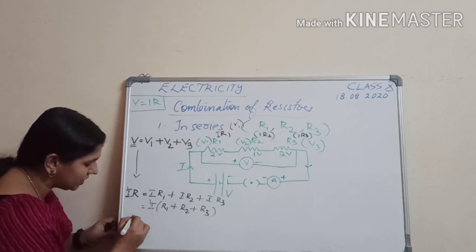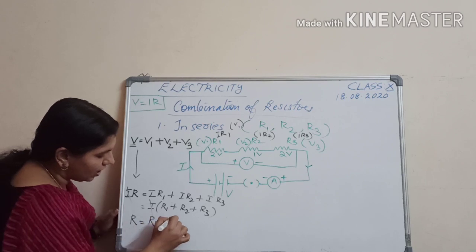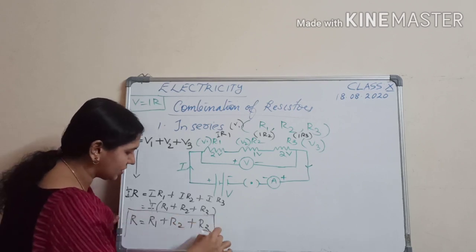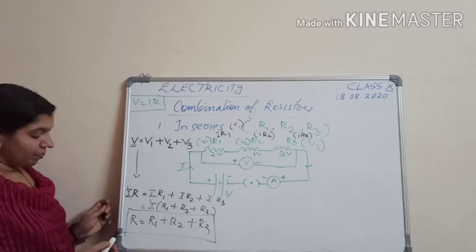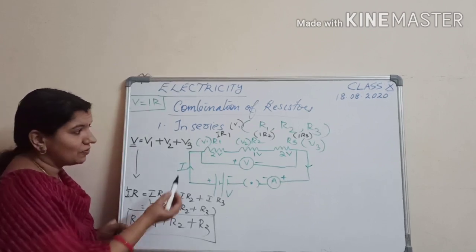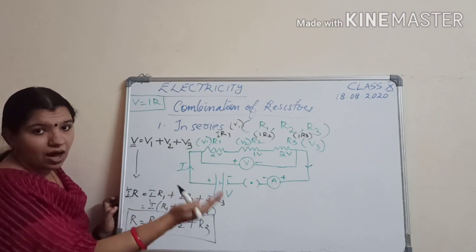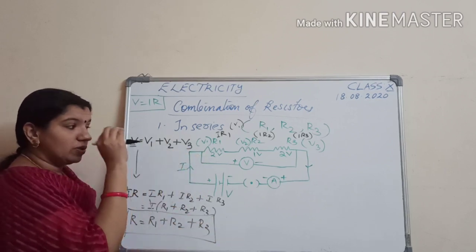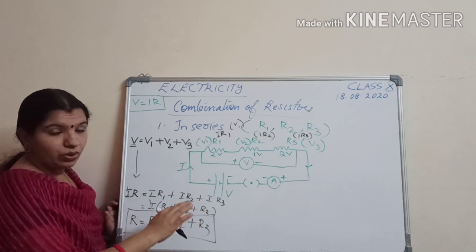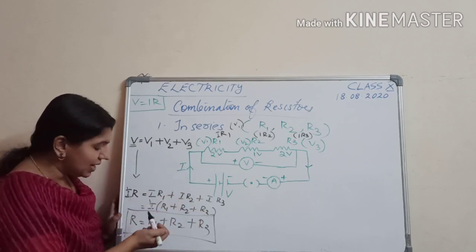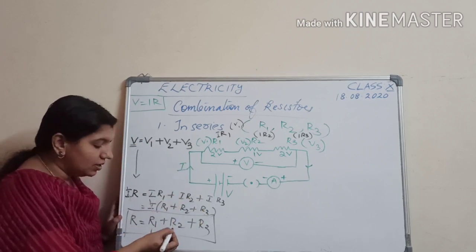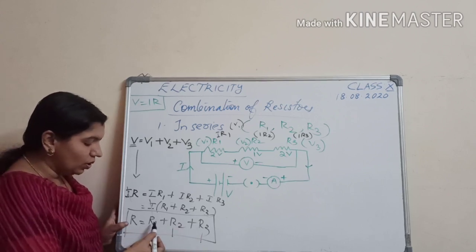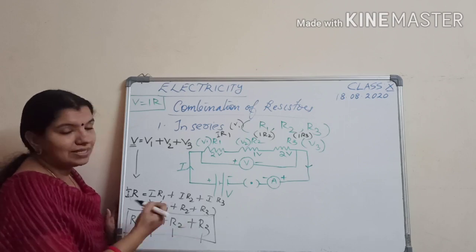What is the final expression? R equals R1 plus R2 plus R3. So what do you mean by this equation? Listen here. For the total resistance of this combination, because we are using a large number of resistances connected in series, to find the effective resistance or the total value of resistance, we should add the individual resistances. Understand? So R equals R1 plus R2 plus R3.